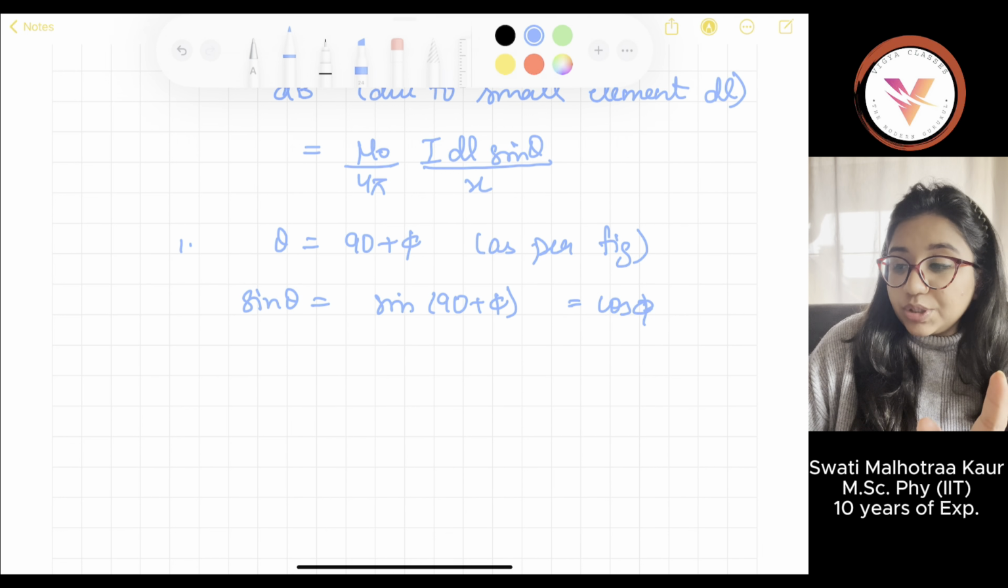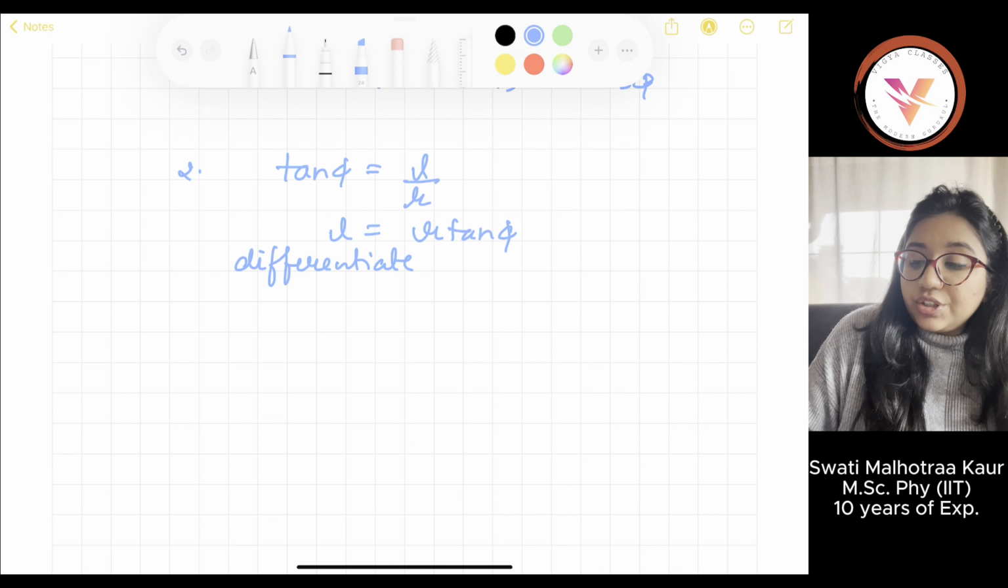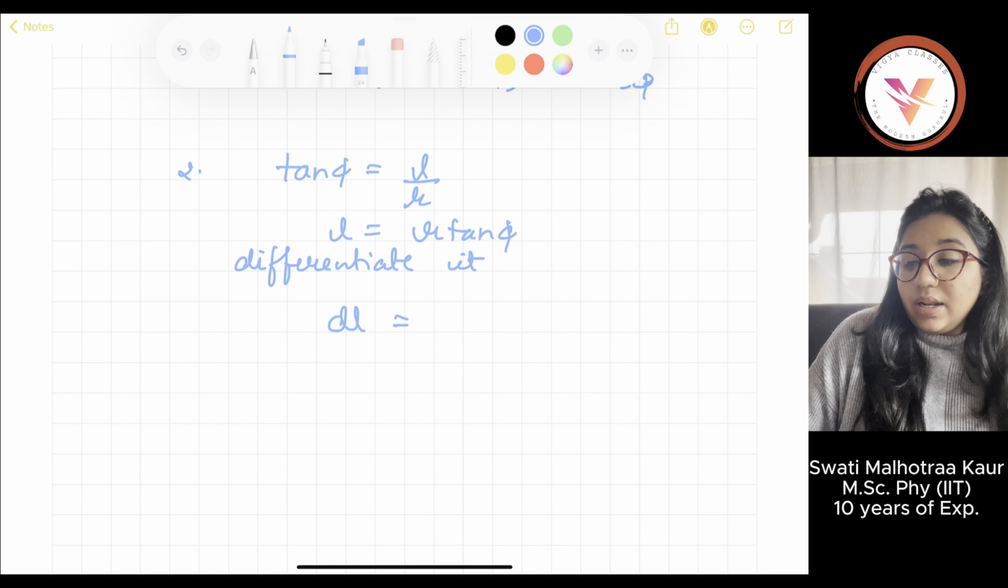Now we have to substitute this dl. So for dl, I'm using this L, R and phi. What I'm doing, I'm converting everything in terms of phi. R is constant here because the distance from the wire to the point is fixed. So I can use tan phi equals L by R. So your L is equal to R tan phi. And we have to substitute for dl, so let's differentiate it. R is constant. Just differentiate tan phi, which is sec square phi d phi.